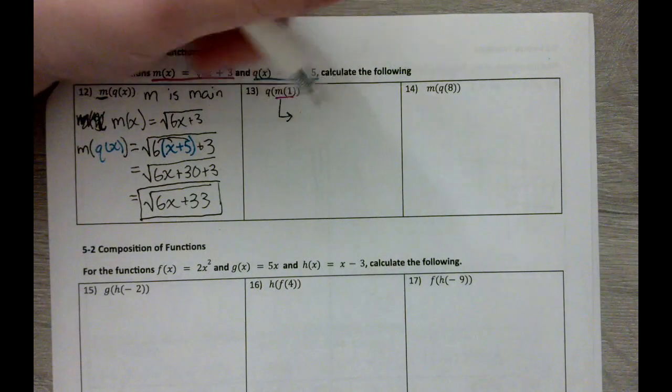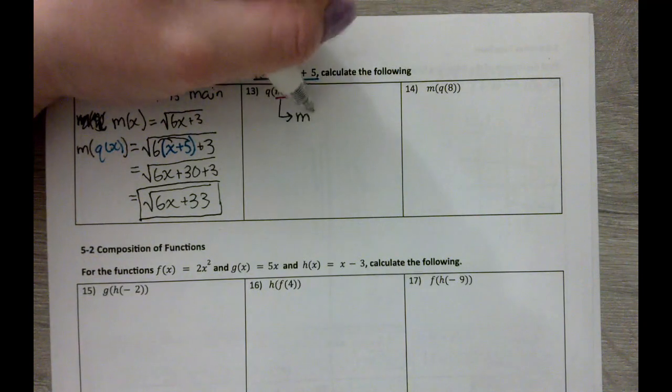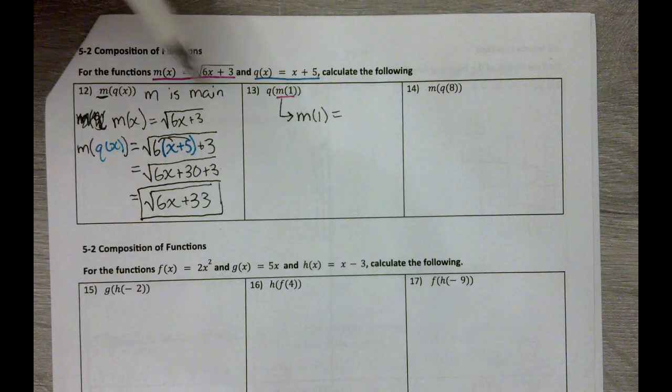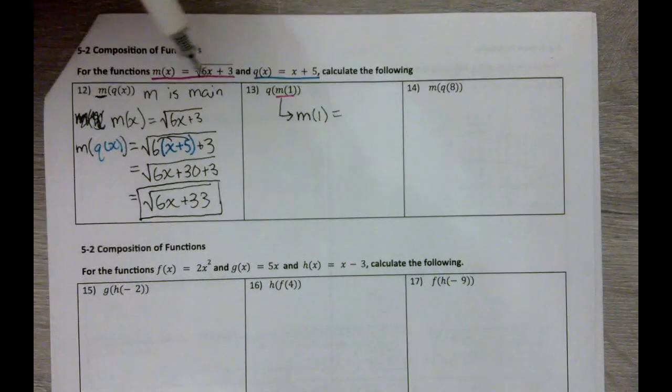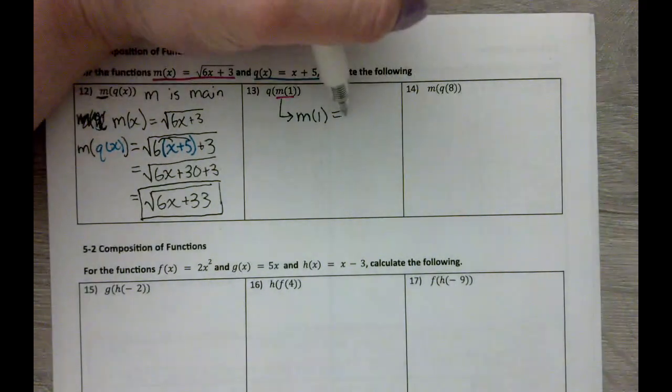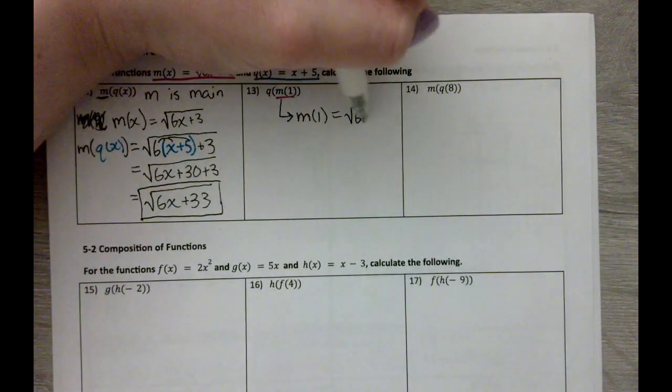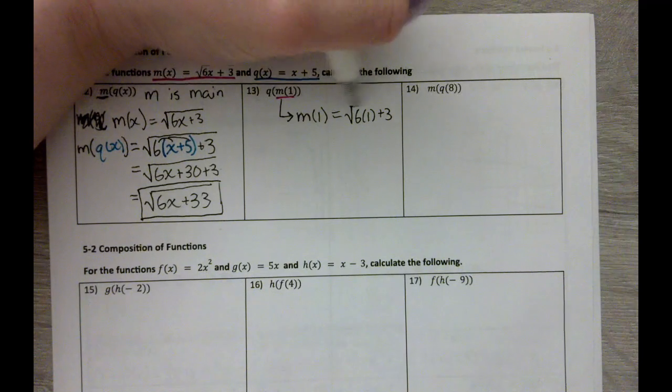So m of 1. So we're going to take our m function, which is this here. And remember, we're just replacing x with 1. So we'll have square root of 6, and then instead of x, we'll have 1. 6 times 1 plus 3.